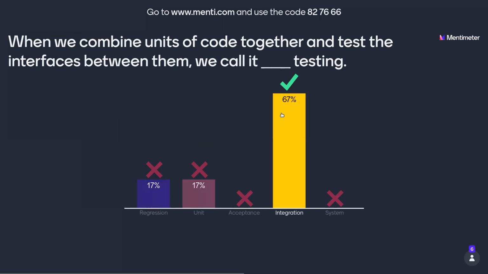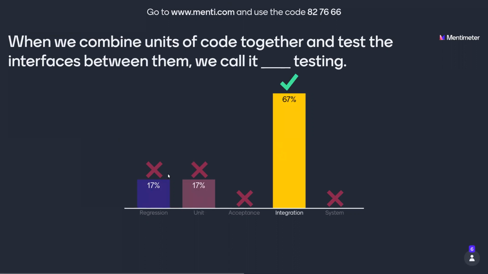So let's see. When we combine, someone might have answered units because units is used in the question. But remember, unit testing is where we test units of code. However, here it says we're combining units of code together and we're testing the interfaces between them. So we test the interfaces between the units. That's no longer unit testing.